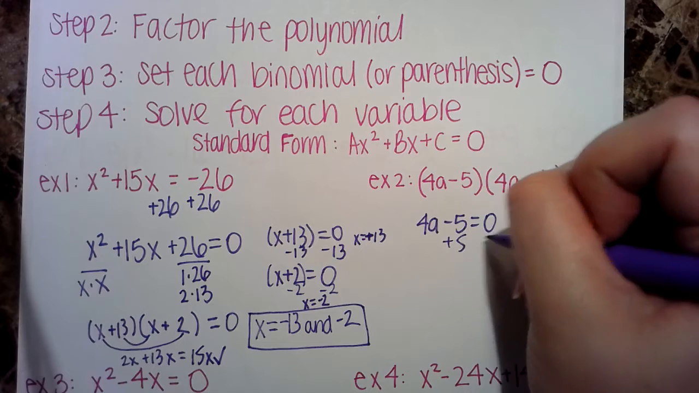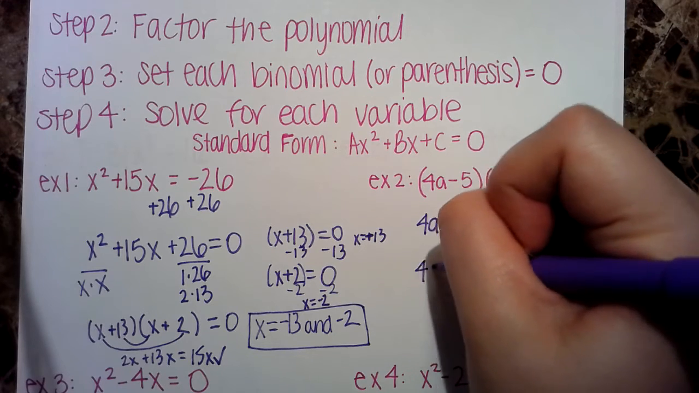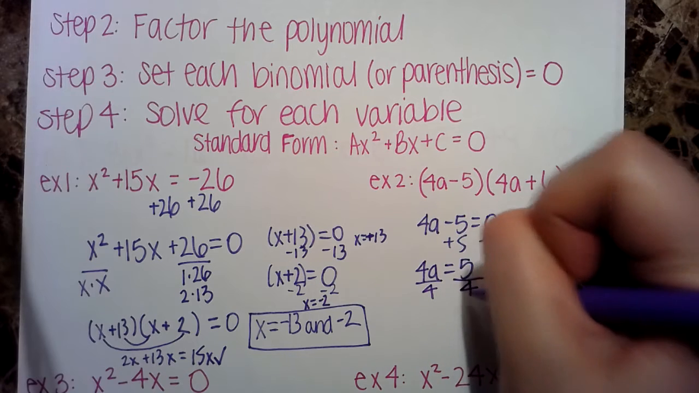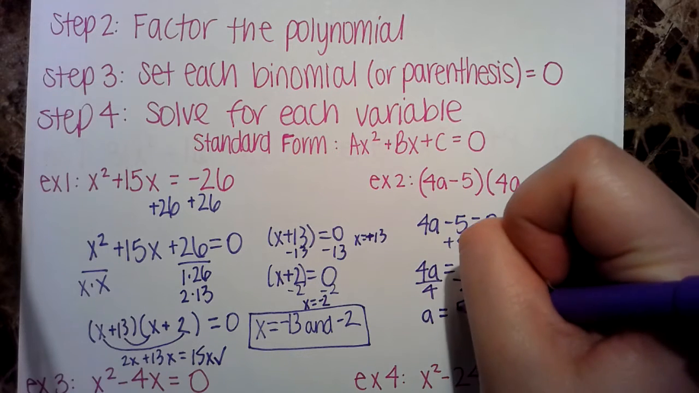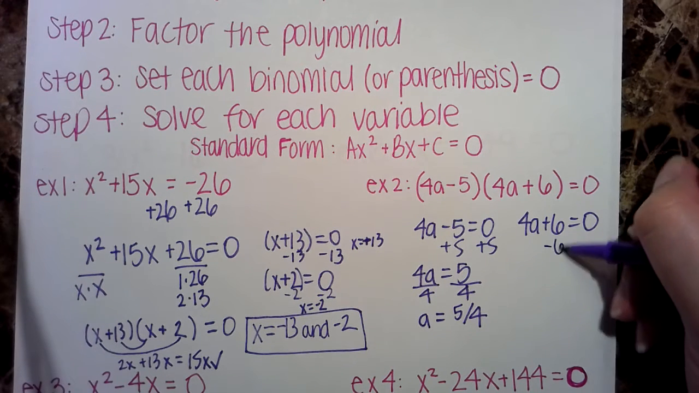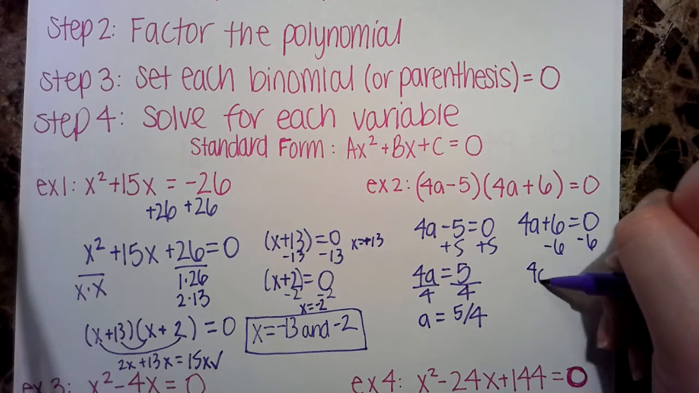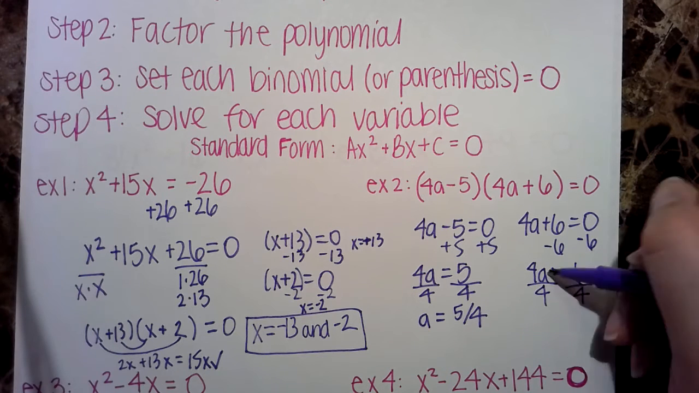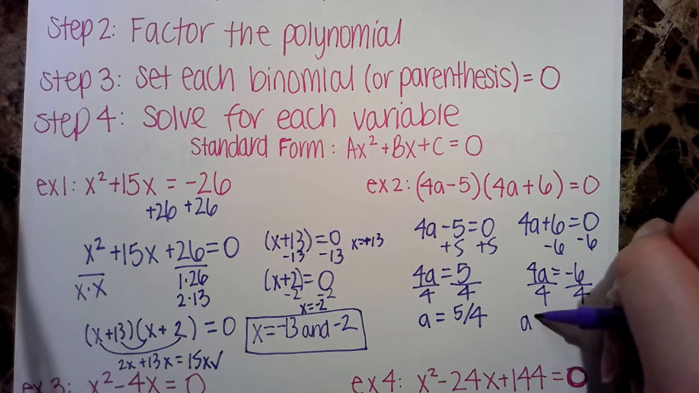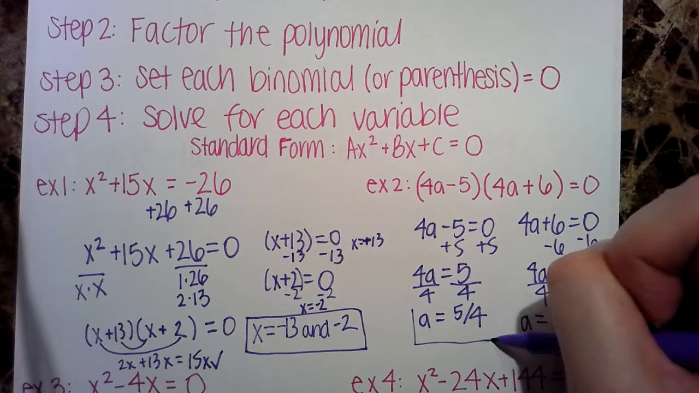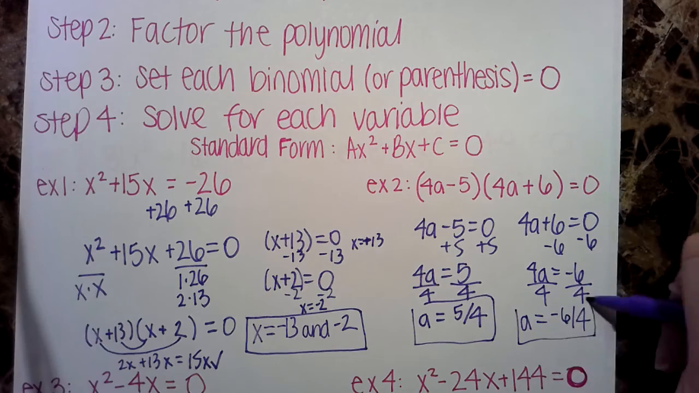So I'm going to add 5 on both sides. So I get 4a equals 5. I'm going to divide by 4. I get a equals 5/4. That's one of my answers. My next one, I'm going to subtract 6. I get 4a equals negative 6. Divide by 4 because I want to get a by itself. So I get a equals negative 6/4. So these two are going to be my two answers.